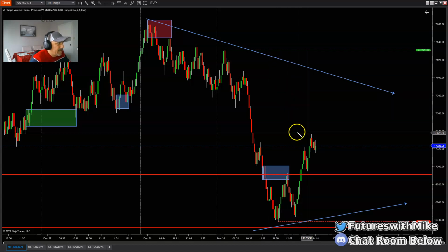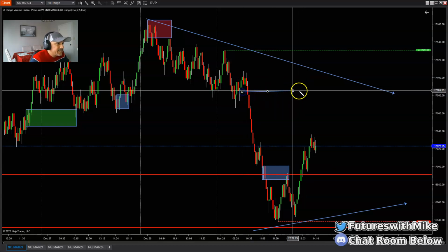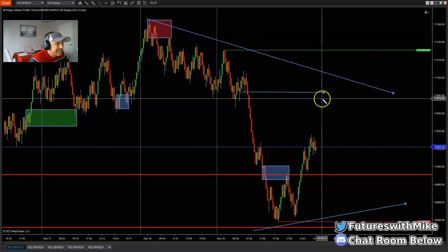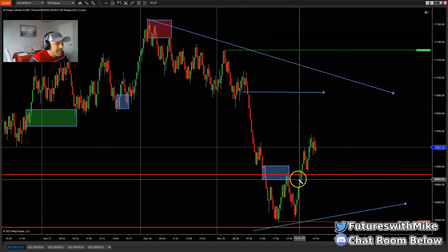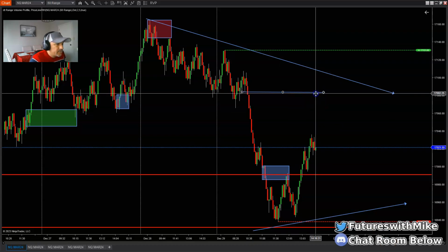Now, it can reject any particular area and decide to move back lower. Like, it can come back to this area right here. This is a key area of supply right here. Aggressive selling, it can tap into that and then move lower. But again, you want to pay attention to price action as the market is retracing back to that zone once we get back there.